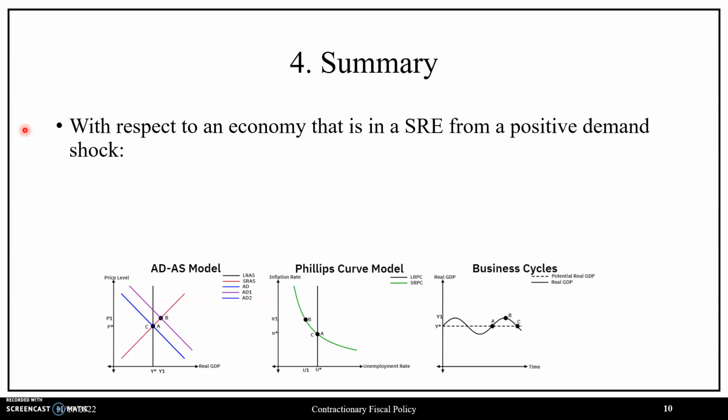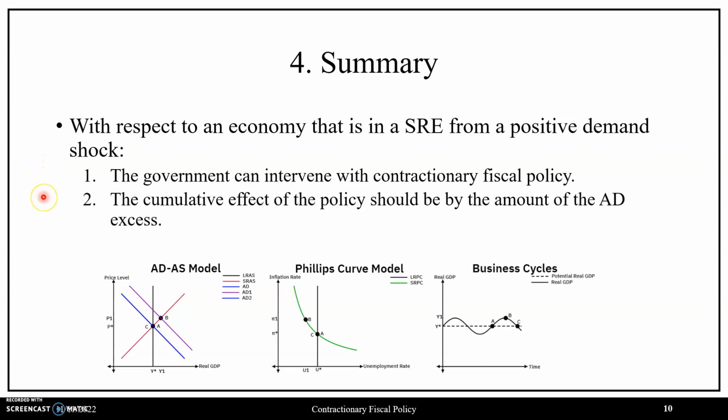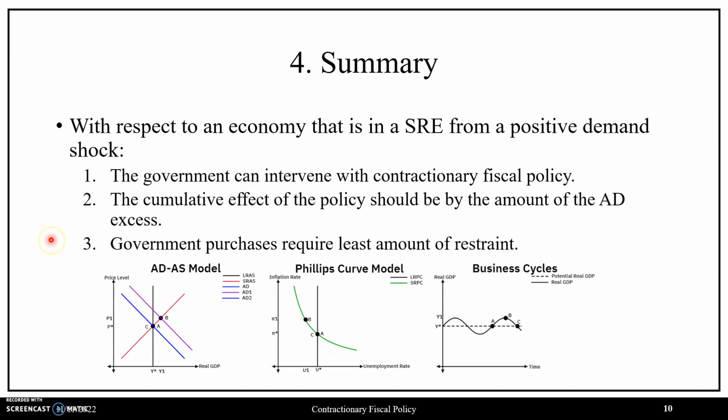So in summary, with respect to an economy that's in a short-run equilibrium state from a positive demand shock, the government can intervene with contractionary fiscal policy, where the cumulative effect of the policy change should be that of the AD excess. And in terms of the 3 options available, government purchases will require the least amount of restraint, given that they directly affect aggregate demand.